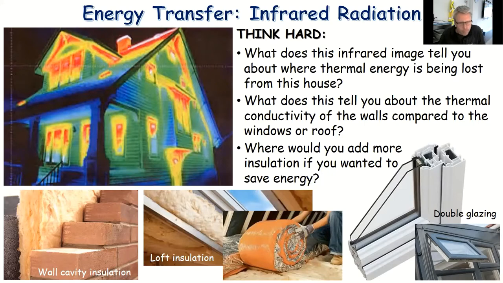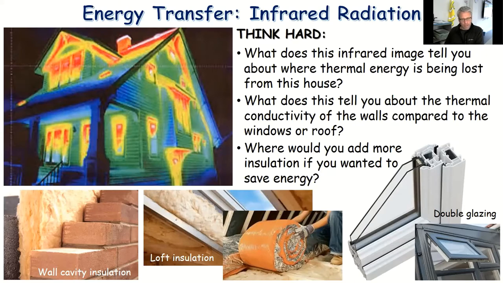Okay, so hopefully you can clearly see the red parts of the image are the windows and the peak of the roof and the eaves of the roof there. So there's far more energy being emitted from the windows and from the peak of the roof than there is from the walls. So this tells us that the thermal conductivity of the walls is lower than the thermal conductivity of the windows. And we'll be talking about thermal conductivity in more detail in the next lesson.